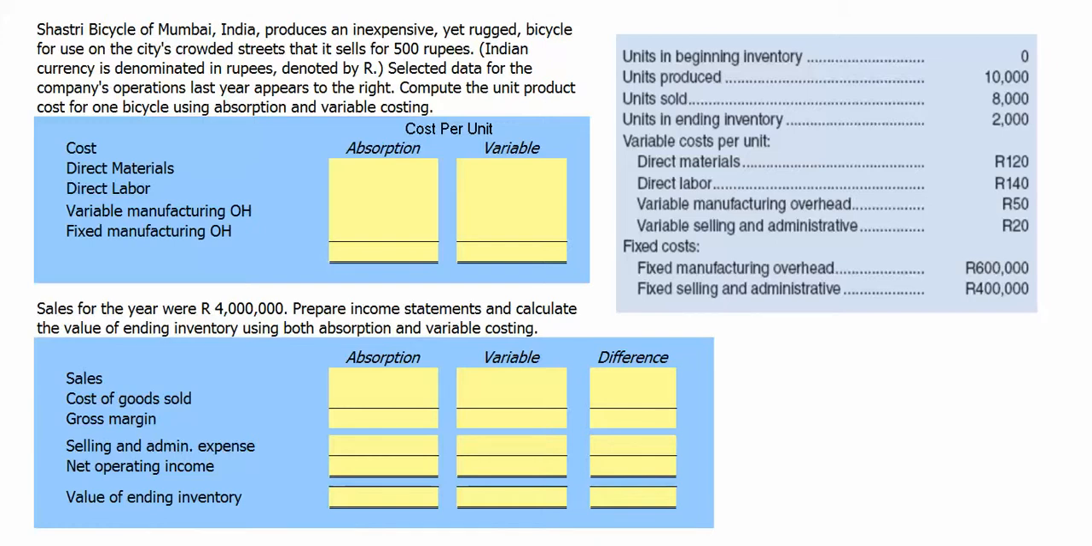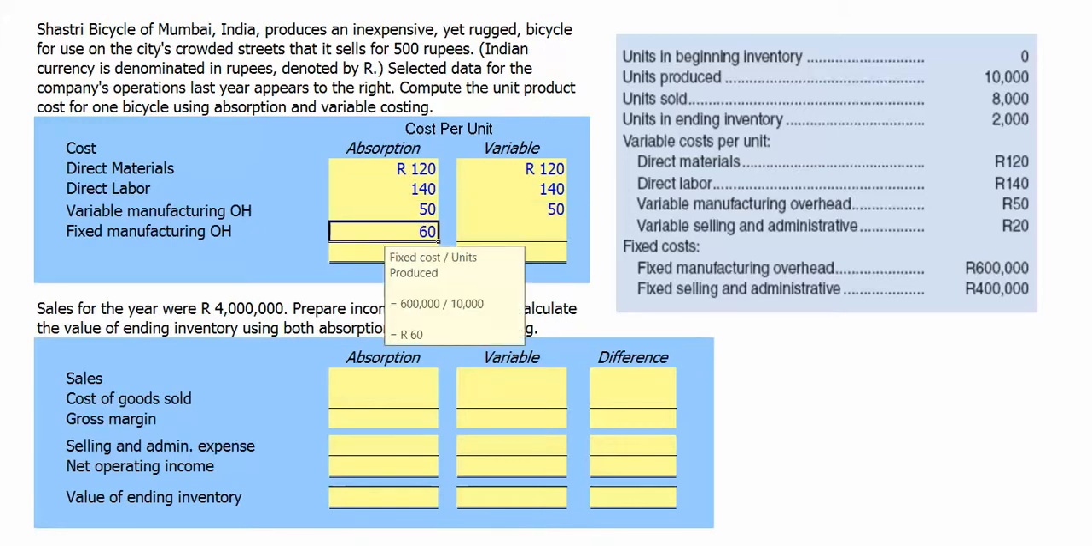We're told our direct materials cost is 120 rupees per bicycle, our direct labor cost 140 rupees per bicycle, and our variable manufacturing overhead is 50 rupees per bicycle. Since our fixed manufacturing overhead is 600,000 rupees in total, and we produce 10,000 units, our cost per unit is 60 rupees, giving us a total manufacturing cost of 370 rupees per unit under full absorption accounting.